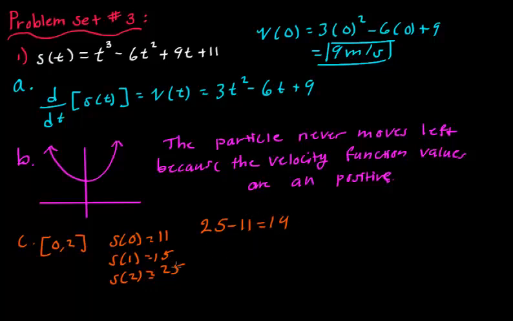So in this case, our total distance traveled is the same thing as the displacement. So total distance equals 14. We'll be consistent with our units and call that meters. So that's it.